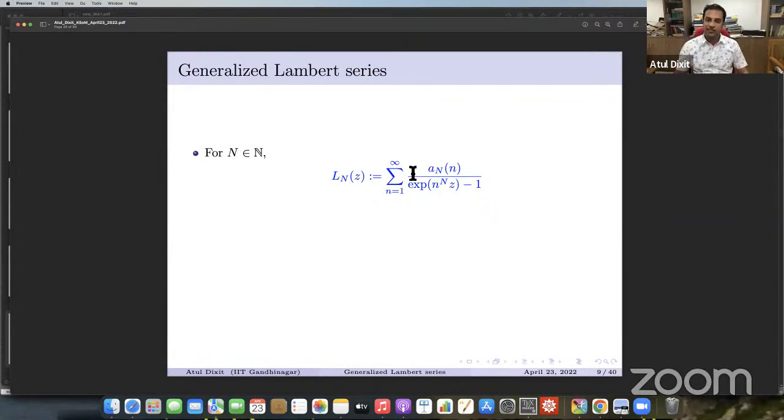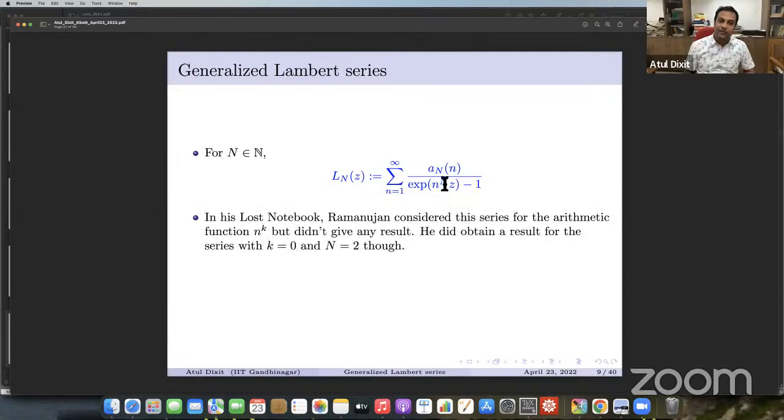So in generalized Lambert series, instead of having just exponential nz minus 1 or exponential ny minus 1, we are also taking n to the power capital N, where capital N is any natural number. On page 332 of Ramanujan's Lost Notebook, he does discuss such series, generalized Lambert series, where this arithmetic function here is of the form n to the power k. I mean, there are some conditions on k and n, but this is what is explicitly written on that page 332, except there is no right-hand side.